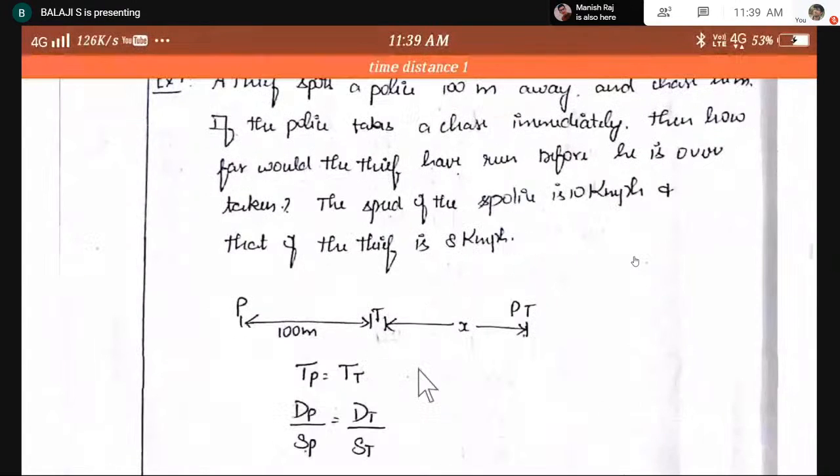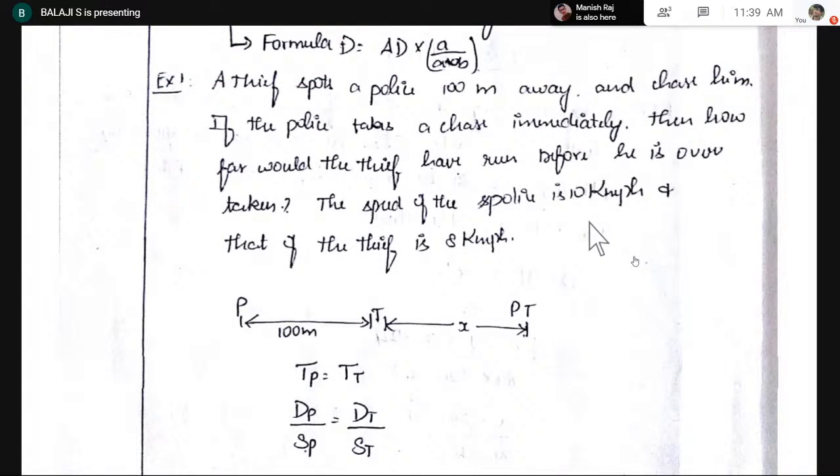Okay, the police give a chase. See here, the speed of the police is 10 kilometer per hour, which is higher than the speed of the thief. Definitely the police will catch the thief at some point. Let us consider this point as where the police catches the thief. The distance we keep as x. Now the catch in this question is that the time taken by the police to catch the thief and the time taken by the thief until he is caught by the police are the same. So you must equate the time.